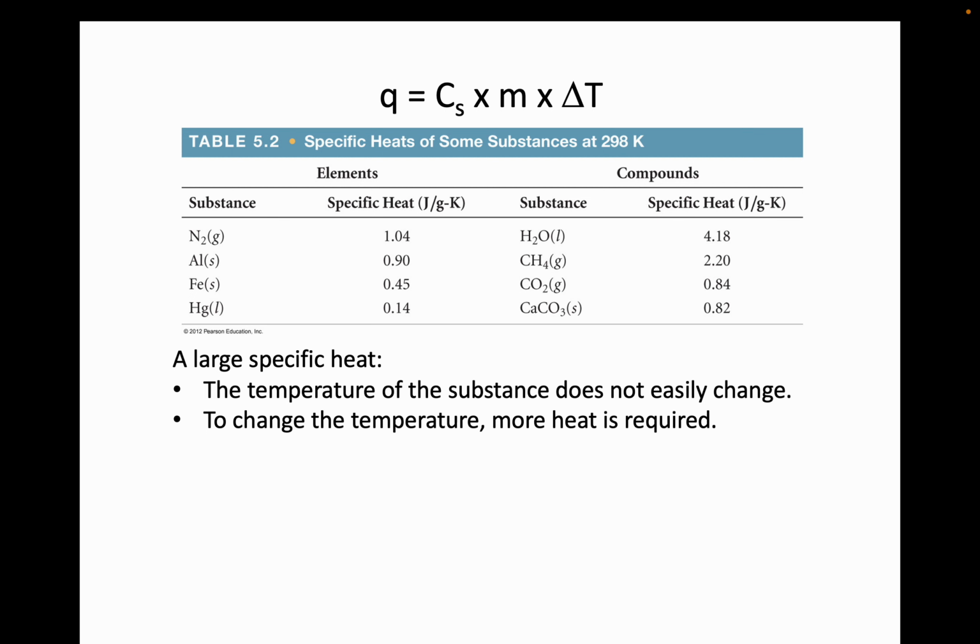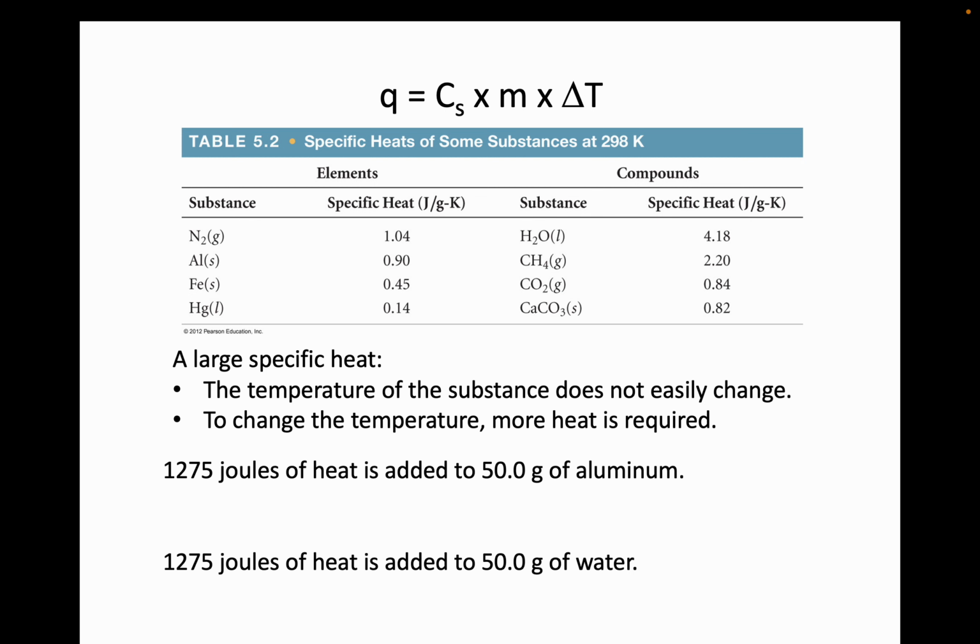To change the temperature, more heat would be required. So here's just an illustration of that. Let's say we had 125 joules of heat added to 50 grams of aluminum, or 1,275 joules of heat being added to 50 grams of water. In both of these cases, the same amount of heat is being added to 50 grams of a substance, but the substance was different.